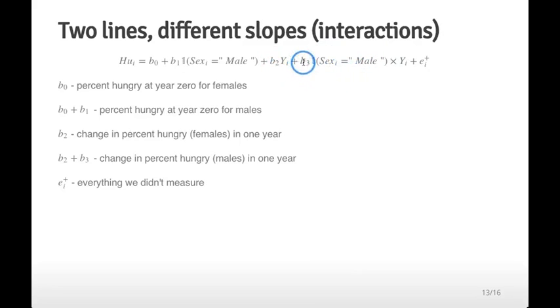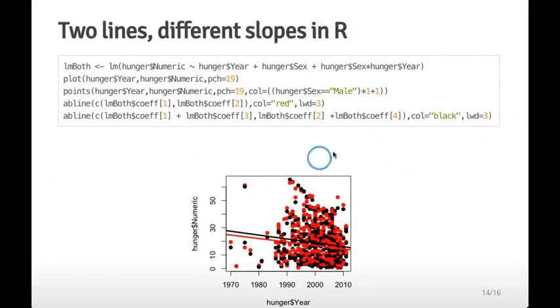So you actually get a B2 plus a B3 times Y. So B2 plus B3 is the change in percent hungry for males in 1 year. And again, EI is everything that we didn't measure. So if we plot those lines, they look remarkably similar to the other lines, and I think that's because in this particular case, the slope is almost identical between the two cases. That's not always true, especially when you're including an interaction term. You might get lines that have very different values for the slope because you're allowing the linear model to estimate both of those values.